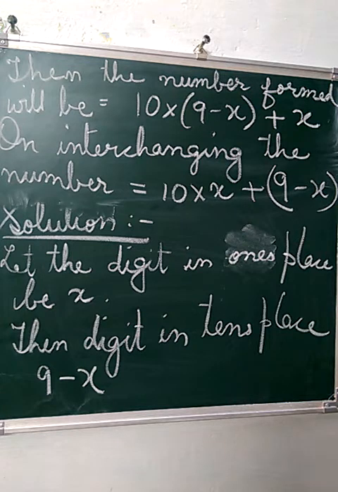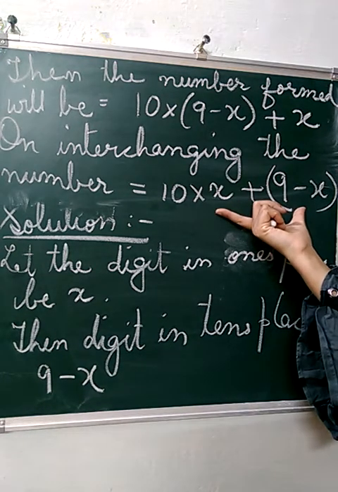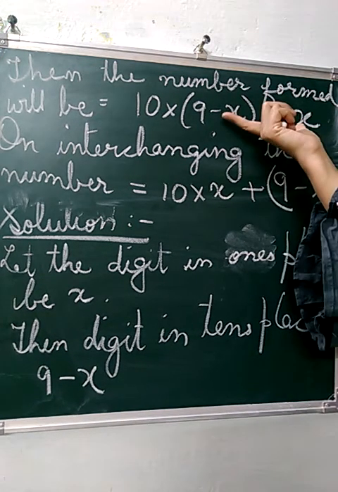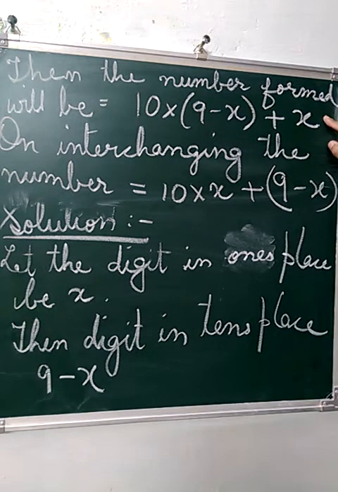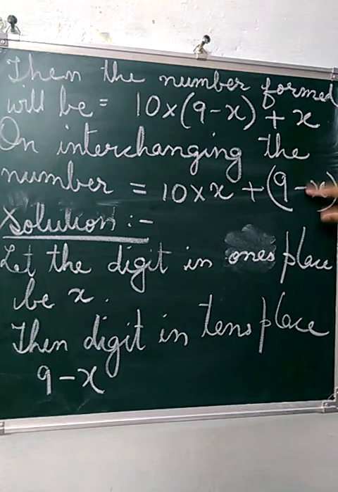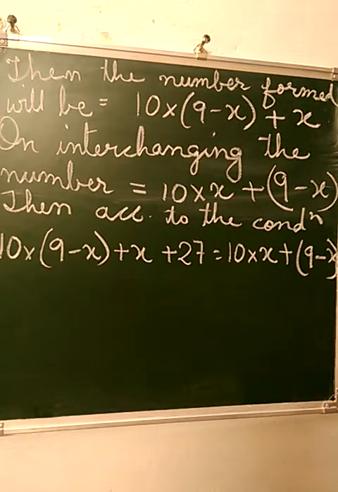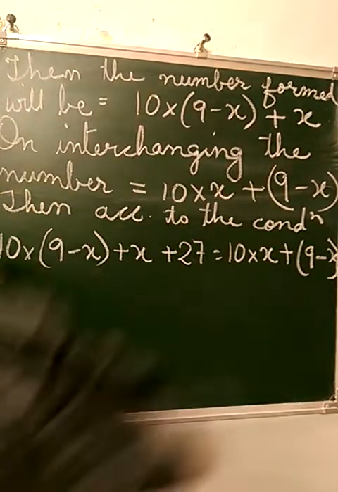Then according to the condition, now we will apply the condition that on interchanging, the new number which is formed is 27 more than the original number. So if we add 27 here or subtract 27 here, we will get the equation equal, meaning these both numbers will be equal. So now we will write that here. Then according to the condition, short form of according, ACC dot, then conditions short form.